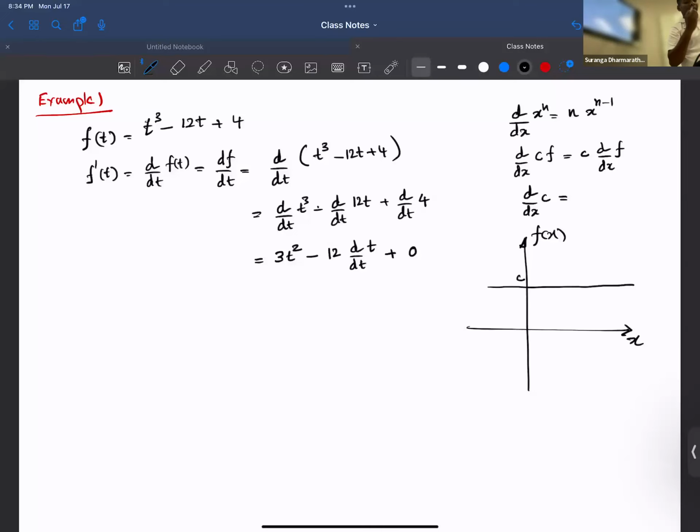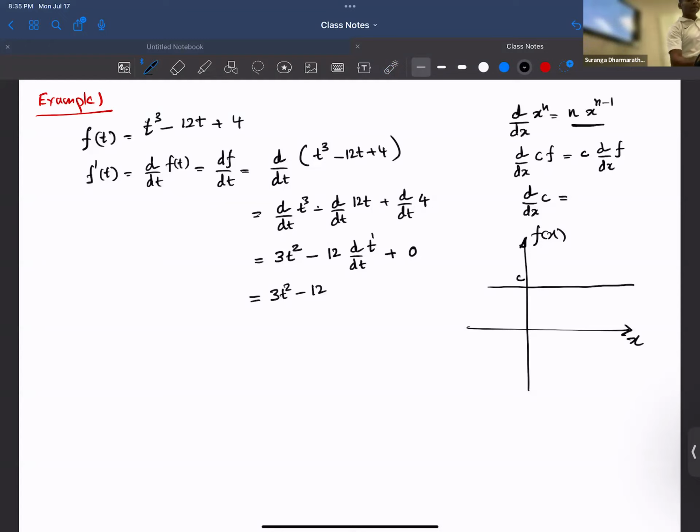Good. Okay. Now we obtain this 3t squared minus 12. This is d over dt. This looks like this, right? What is n in this case? This is t to the power what? t to the power 1, right?